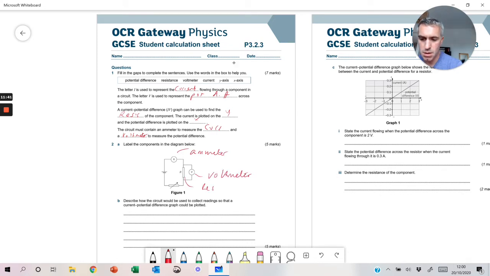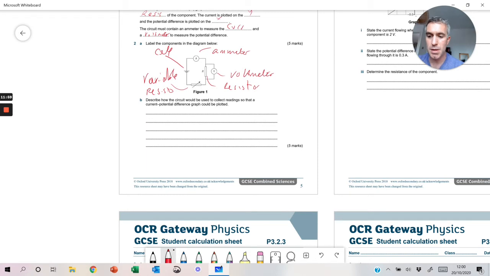This is a resistor. This is a variable resistor. And this is a cell. Describe how the circuit would be used to collect readings so that a current potential difference graph could be plotted. So, set up the circuit as shown. Move the variable resistor. We'll call it the slider.